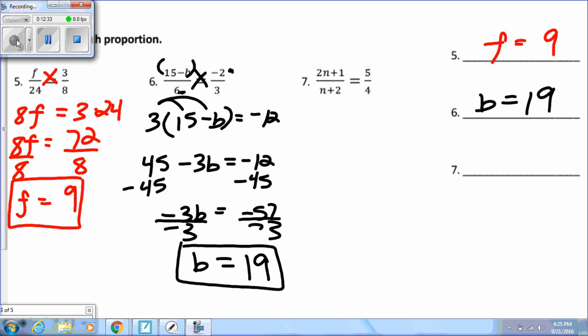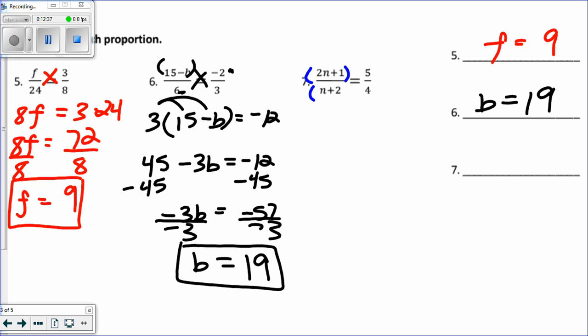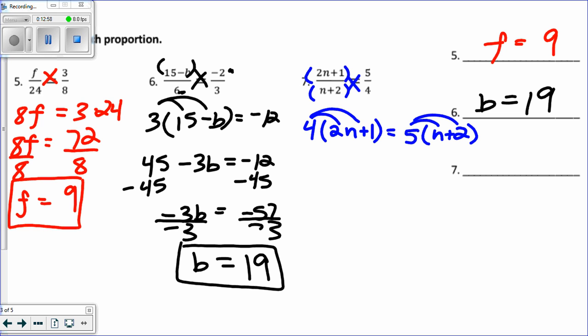So for the last one, we definitely need parentheses in this. So we have parentheses around the ones that have more than one term in them. So we continue. We keep on cross multiplying. So we're going to cross multiply, and we get 4 times (2n plus 1) equals 5 times (n plus 2). Don't forget, we have to distribute. So we distribute, and we get 8n plus 4 equals 5n plus 10.